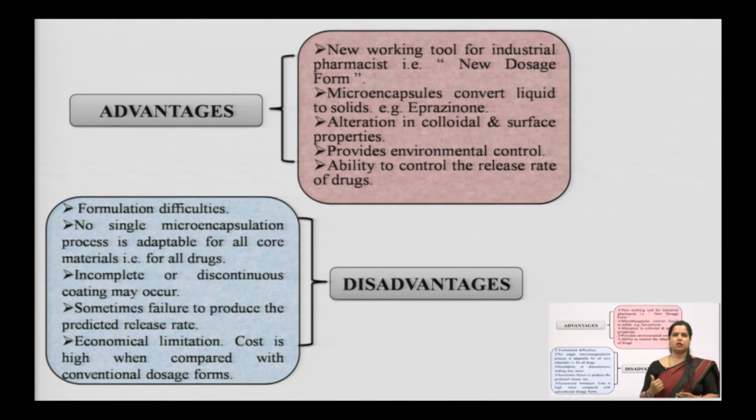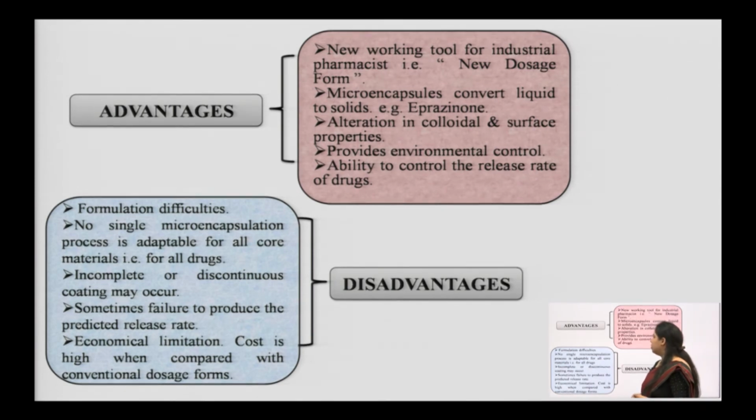Core material here is the type of drug which we are using. Not a single process has been established for all types of core materials. That is why we have multiple formulation methods to prepare microcapsules, because we have different kinds of drug materials which have different kinds of solubility, stability issues, temperature issues, degradation issues. So, we will choose the technique accordingly.